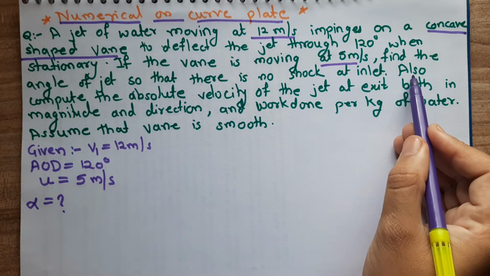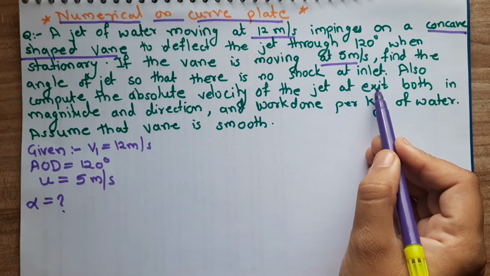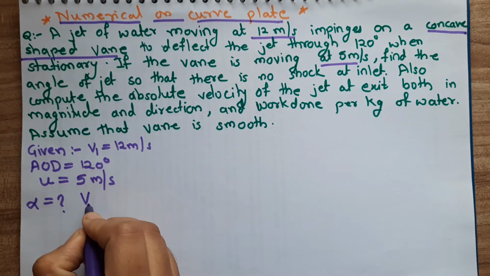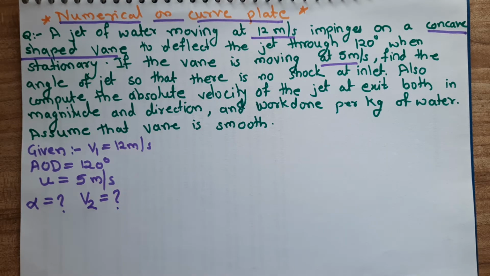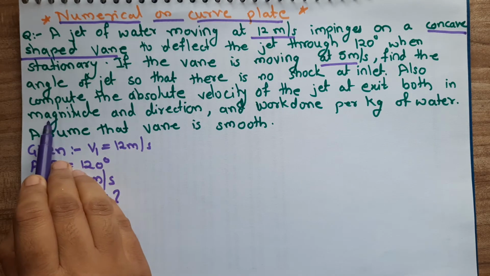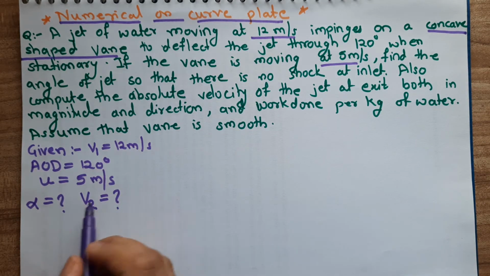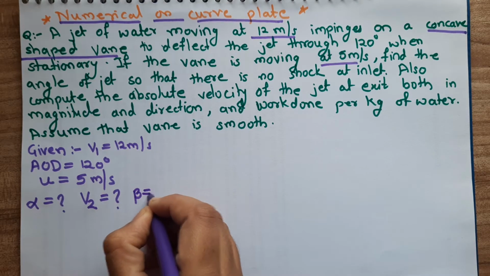The next is also compute the absolute velocity of the jet at exit. Absolute velocity at the exit is denoted by V2. So this is what we are supposed to find, and it is said that we are supposed to find it in magnitude and direction. This will give you the magnitude and its direction is denoted by beta angle.